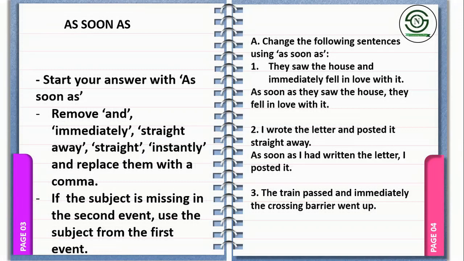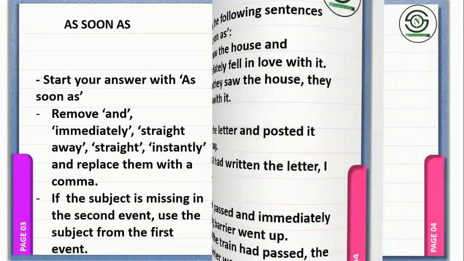Number 3, the train passed and immediately crossing barrier went up. In order to prevent the probable accidents, there is the provision of crossing barrier that goes down when the train is passing, and after the train passes, then only the crossing barrier goes up so that people, passengers, vehicles can move across. So here you have two events जुन एकपछि अर्को आएका छन्. So and immediately हटाएर first past event लाई had plus b3 मा लेख्नुहोस्. As soon as the train had passed, the crossing barrier went up.